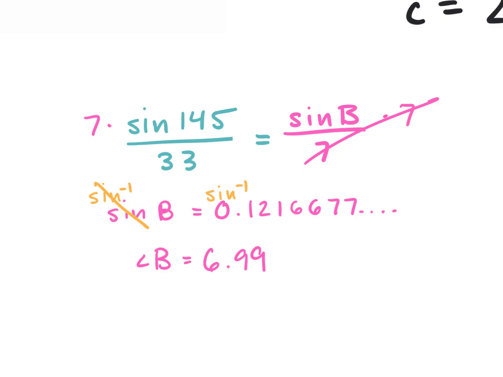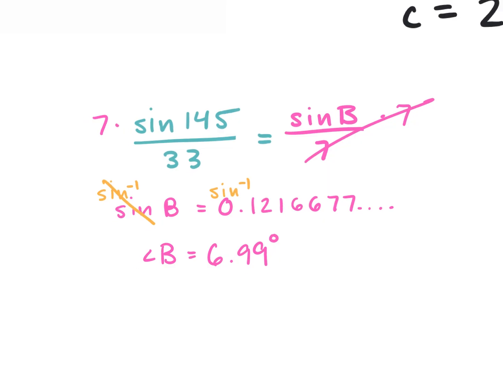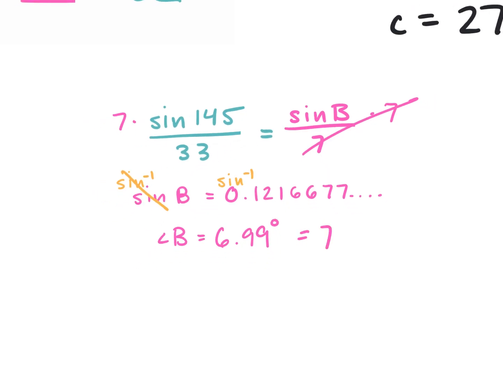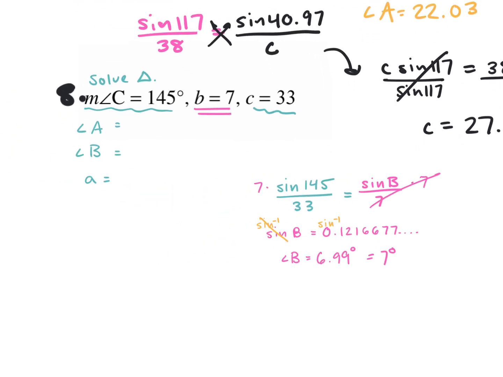So angle B is 6.99 degrees, since we're talking about the angle. I'm actually just going to round this to 7 degrees. We'll round to a whole number since it's close. So this is angle B. Angle B is 7 degrees. Since we're talking about an angle, don't forget to put the degrees.